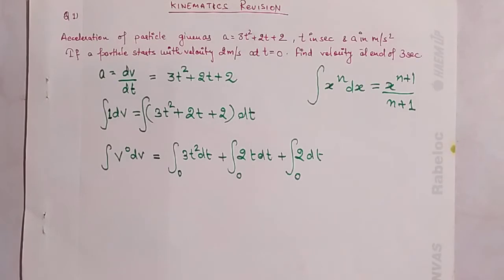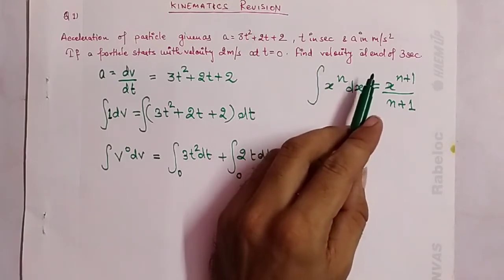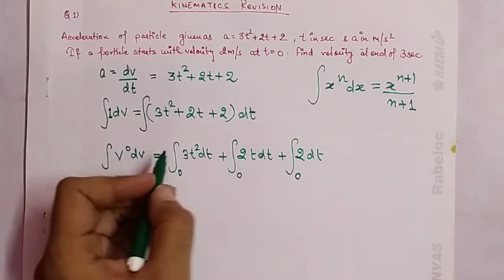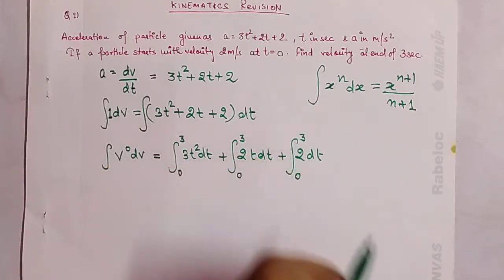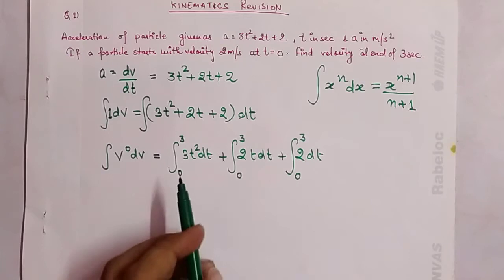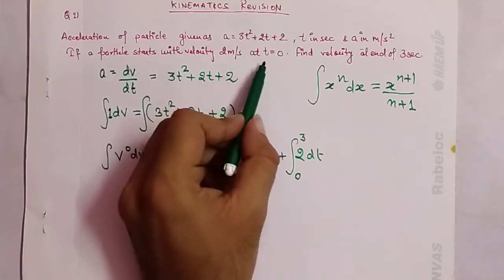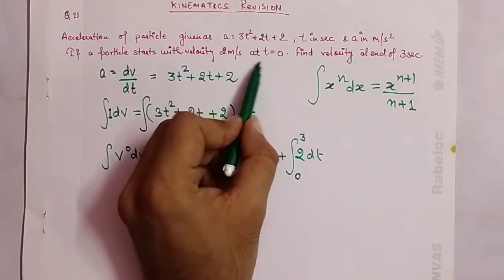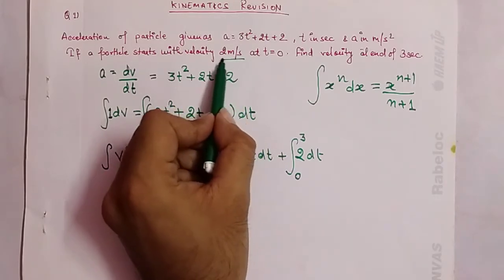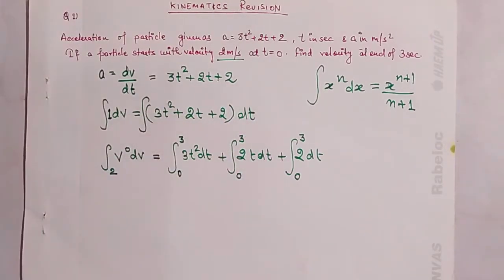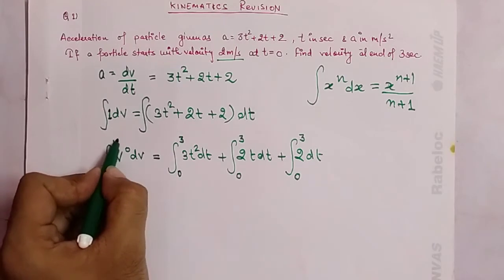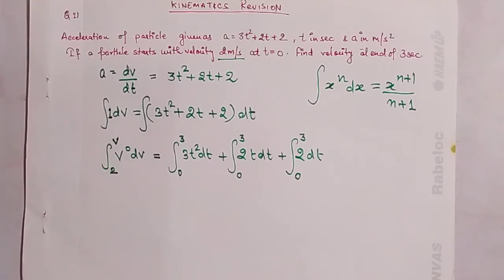All right, now the velocity has been asked at t = 3 seconds. So what is our final limit? That is 3 for the time. Similarly, for the velocity, at t = 0, that is the lower limit, your velocity is already given, which is 2 meter per second. So it will be 2. And the velocity that we have to find at 3 seconds is unknown, so let's use a simple small v in place of it.